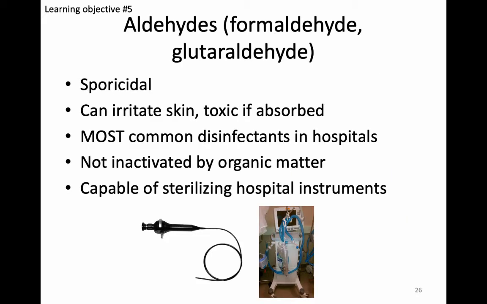Aldehydes are the most commonly used disinfectants in hospitals, and these include formaldehyde and glutaraldehyde. They are desirable in hospitals because they're sporicidal and they are not inactivated by organic matter. They are, however, not used on any living surface because they're toxic and irritating. They are often used for sterilizing hospital instruments like the endoscope shown on the left and the respiratory machine shown on the right. And that concludes Chapter 11 material.